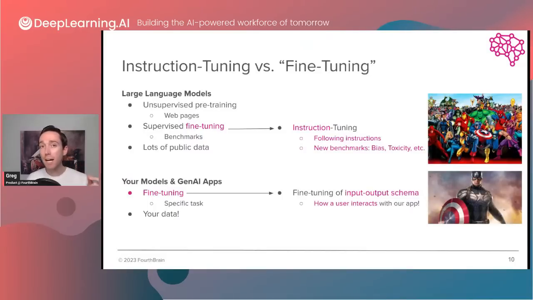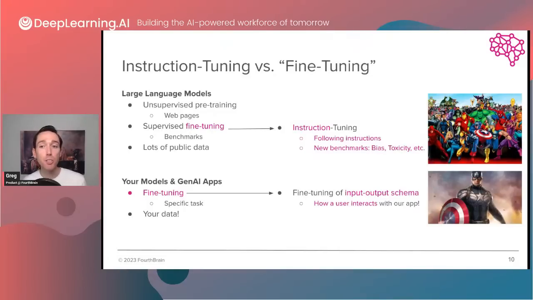And then with the fine tuning of the input output schema, when we're taking that general and making it specific, we're now saying we want to define how a user will interact with our application. And we want to make sure that it's really clear what that interaction is like and what that superpower, that single task that we want to get really good at, is.